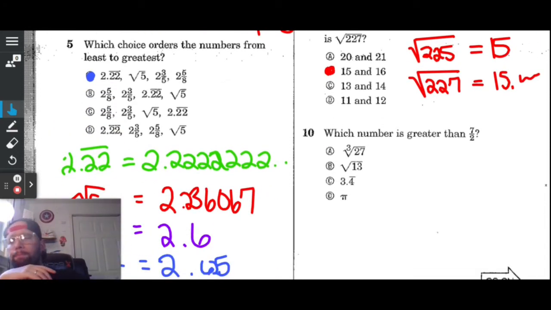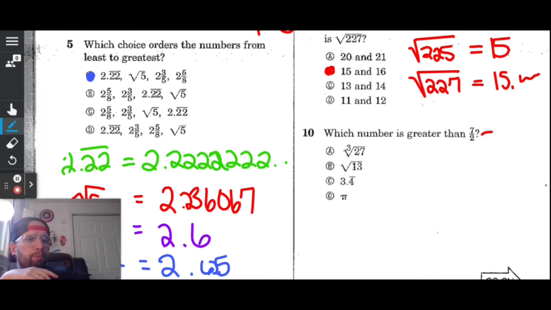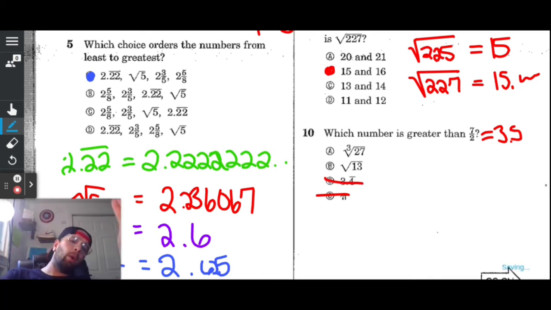7 over 2 is 3.5. What number of these is greater than 3.5? Not pi, because pi is 3.14, not 3.5. So let's find out what these two are.